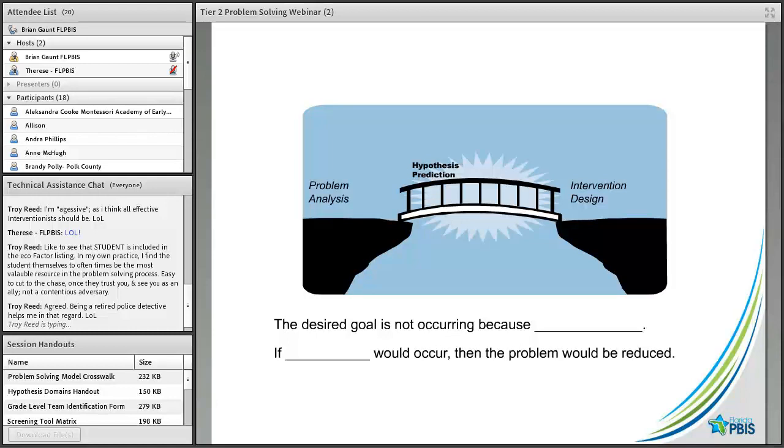So what we can do is validate their input. They say that they think the biggest problem is that there's nobody at home, there's just a single parent. What we can do is turn that into a prediction statement and say, all right, well, let's think about that. They come from a single parent home, so let's turn that around then. If the students came from a home where there were two parents, then they would behave better.